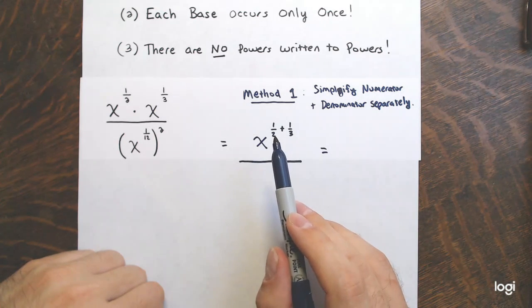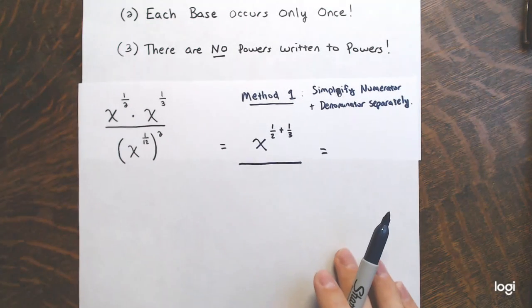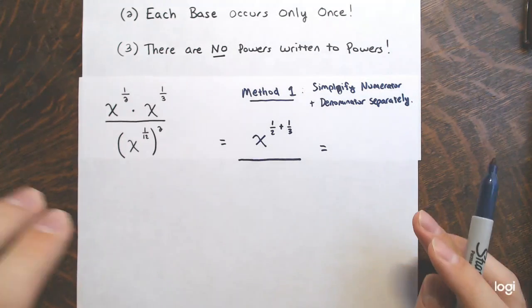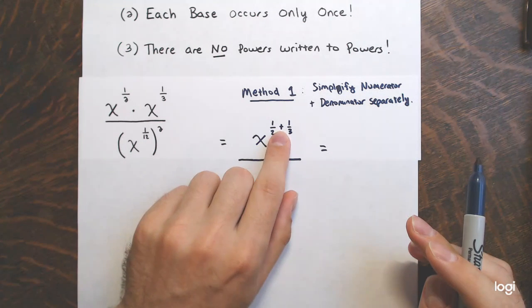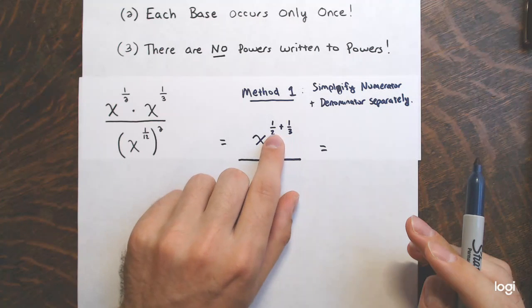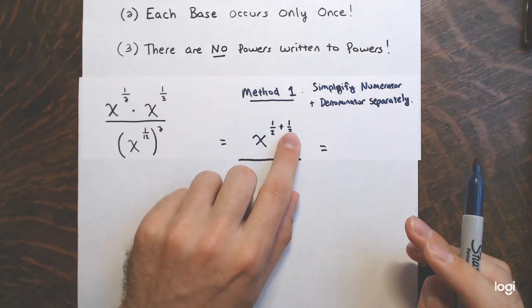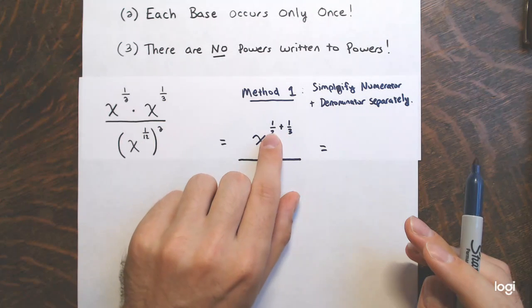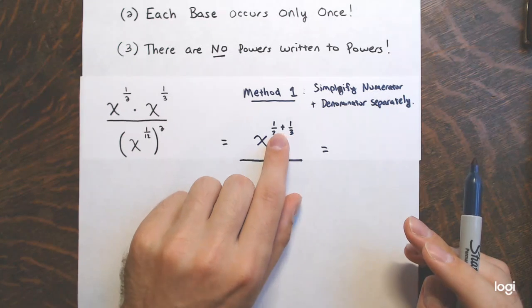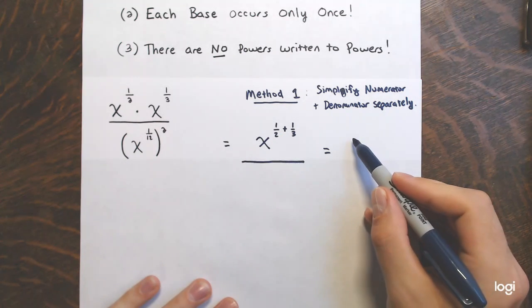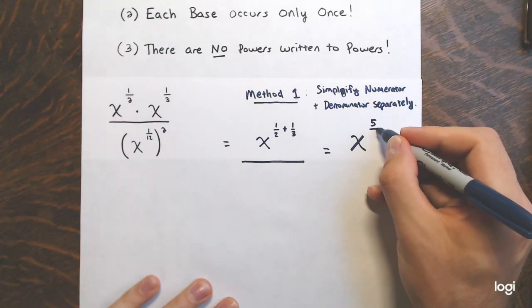All right, now 1/2 plus 1/3. You can do this off to the side or whatever. I'm just going to say it out loud. You need a common denominator when you add, right? This is a plus. The least common multiple of 2 and 3 is 6. This fraction I'd multiply by 3 over 3. This fraction I'd multiply by 2 over 2, giving me 3/6 plus 2/6, which would be 5/6 when you total them. So in the numerator I have x to the 5/6 power.